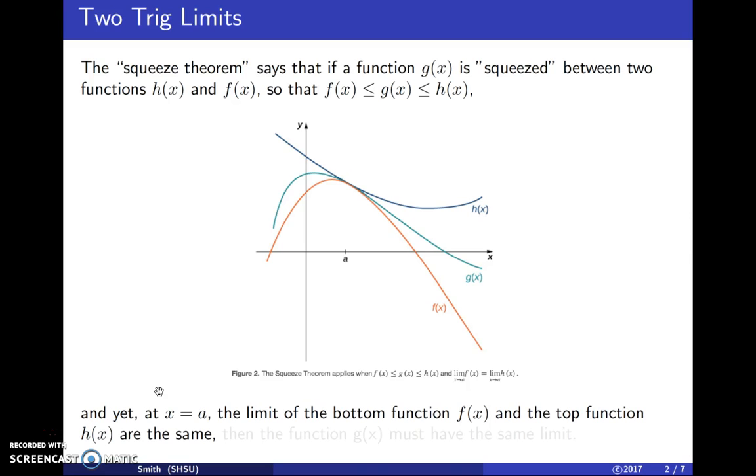then if at a particular point like A, the functions all come together so that the bottom function and the top function are the same, then the function in the middle must have the same limit. This is a natural argument. If f and h squeeze g, and f and h come together at a place, then g must be at the same place too.